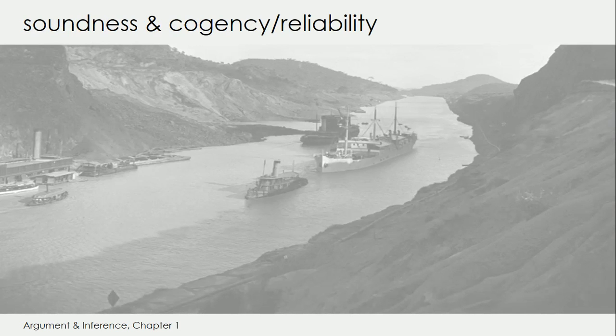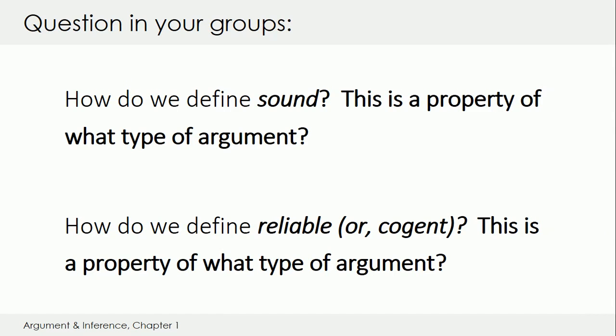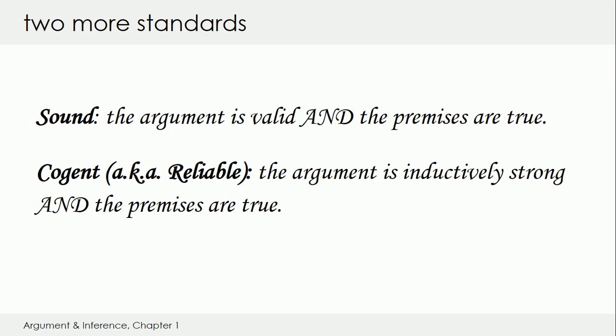All right, you guys are online, so forget this. We're not doing the handout in class. So again, we're going to review the truth properties. Remember, soundness is a property of valid deductive arguments. Cogency or reliability is a property of strong inductive arguments. Soundness is a property if the argument is valid and the premises are true. Cogent or reliable, the argument is inductively strong and the premises are true.